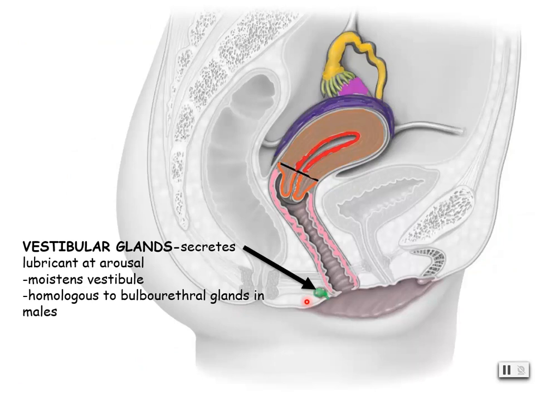Okay, so homologous to the bulbourethral gland. So once again, coming from the same embryological tissue, this also has the same function. These are called the vestibular glands. There's a right and a left, but we can only see one in this picture. They're going to secrete a lubricant at arousal that's going to moisten the entryway, if you will. That's called the vestibule. So like I said, homologous to the bulbourethral gland in males. And you can see it's right there by that urogenital diaphragm, so very, very close to the same location.